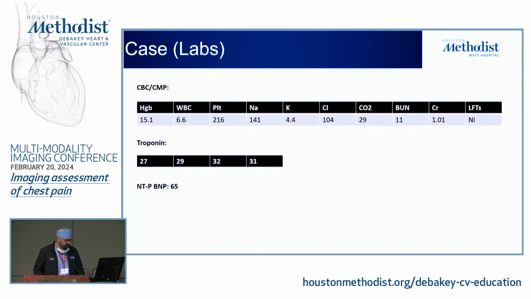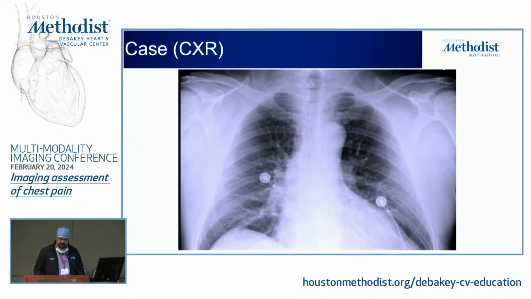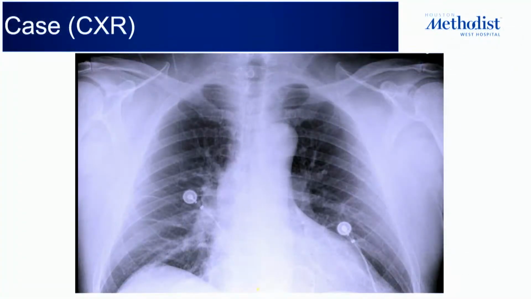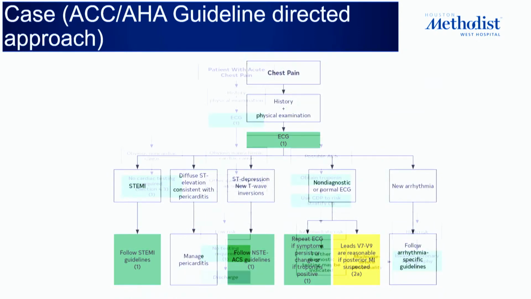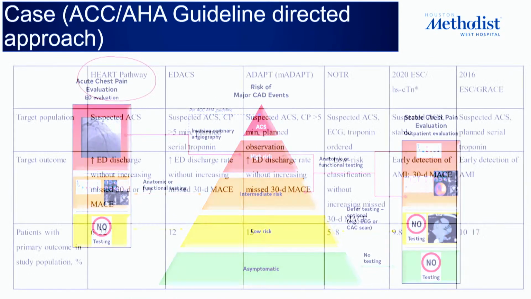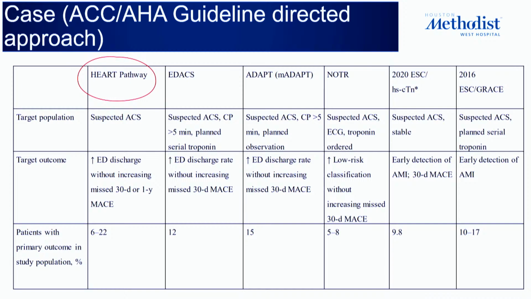Okay. Baseline labs unremarkable. Troponins are flat. NT-proBNP is within normal limits. This is his chest X-ray. What do you think? Some vascular congestion, right? Mild. Nothing remarkable. So let me go quickly through this. All right. So person with a cardiac chest pain, EKG with some T-wave changes, normal troponins, chest X-ray with some vascular congestion, right?